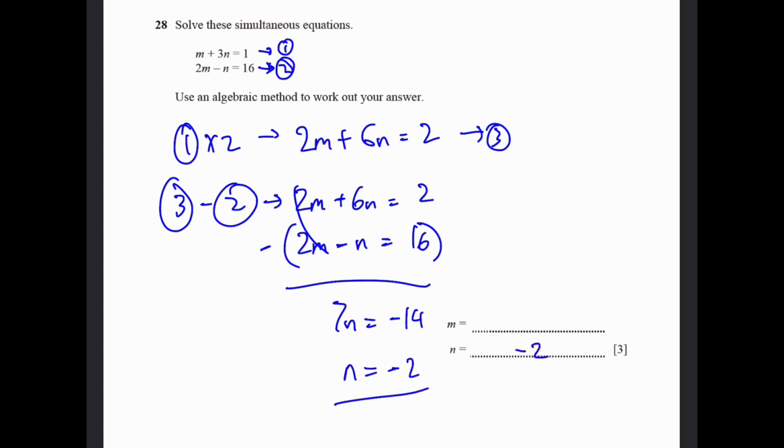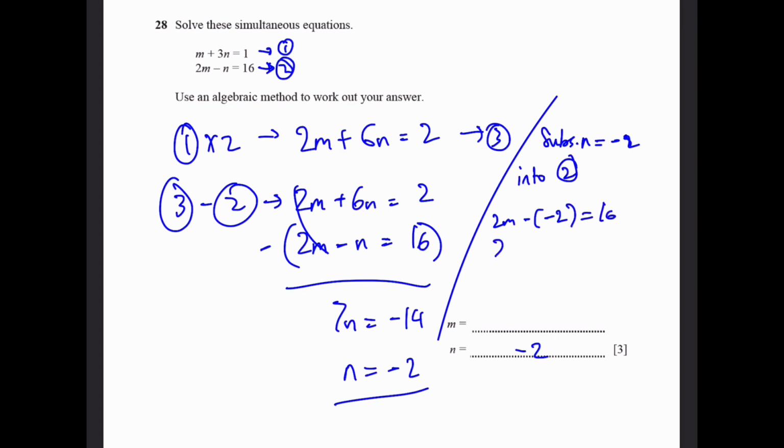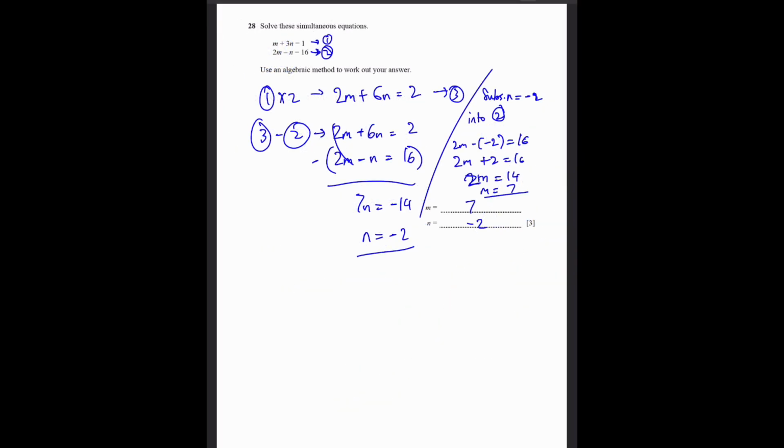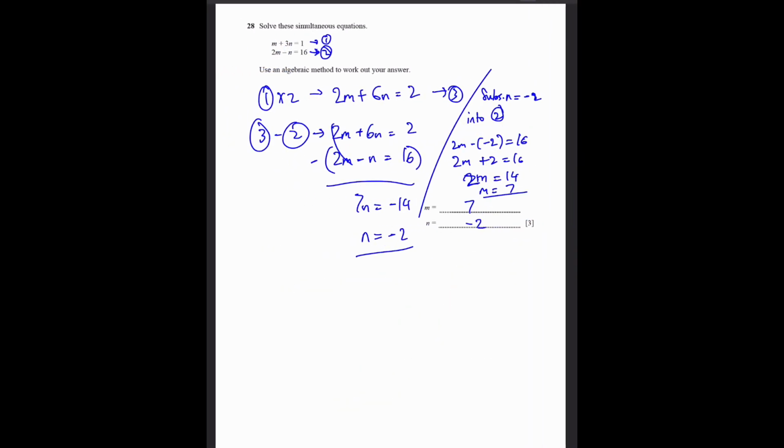We got that. Now we can substitute. So I'll just draw a line here first. Substituting n is equal to minus 2 into the equation 2. So 2m minus 2 is equal to 16. 2m plus 2 equals 16. And that means 2m is equal to 14. And now m is equal to 14 by 2, which is 7. That's the answer.